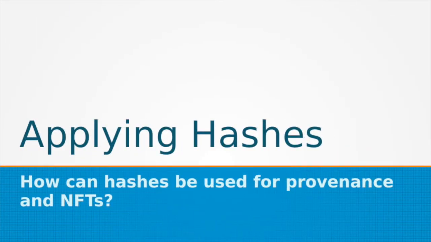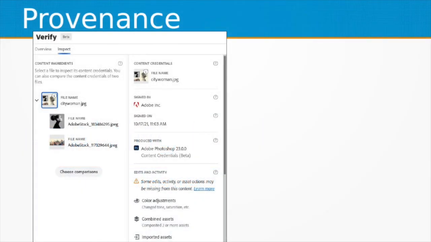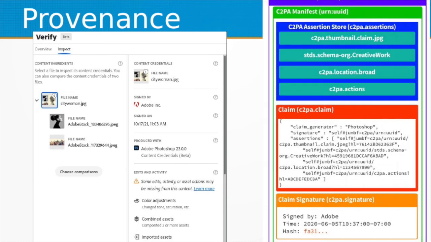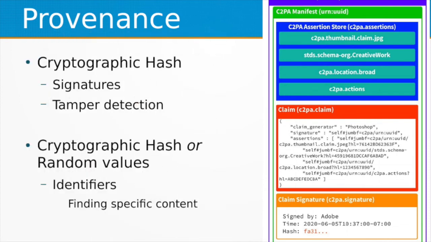Now that we know how hashes work, we can focus on how they can be used with provenance and NFT technologies. Provenance provides information about the media, such as where it came from, how it was altered, and who performed the alterations. There are different proposed implementations. In general, they include a list of identifiers, actions, claims, and digital signatures. The unique identifiers can be generated using cryptographic hashes or random values, like a universally unique identifier or UUID. The digital signatures and tamper detection codes can be generated using cryptographic hashes.